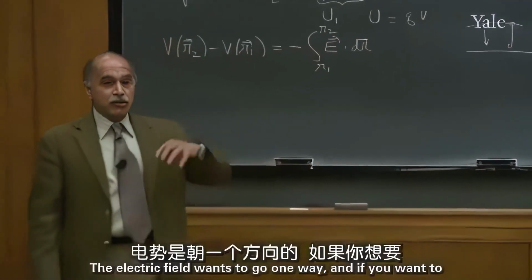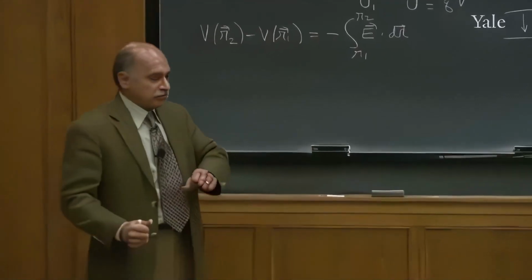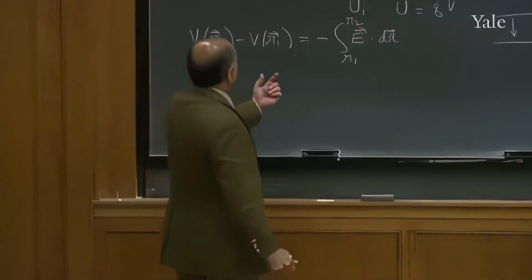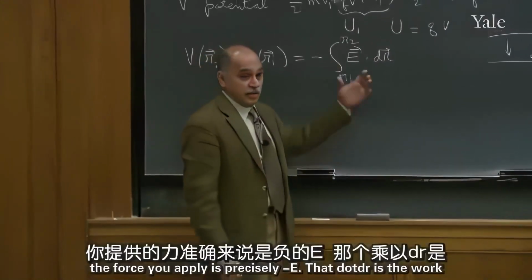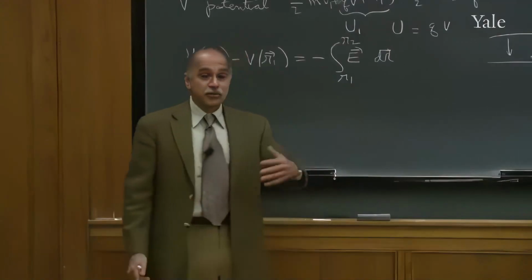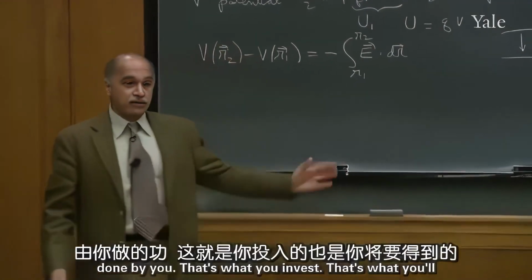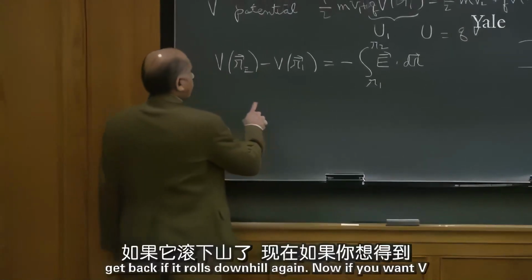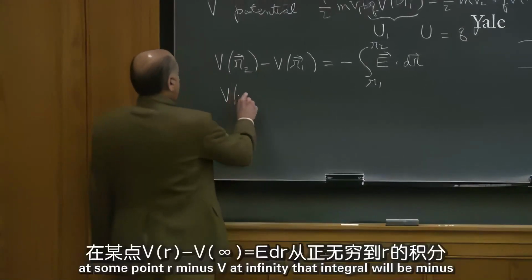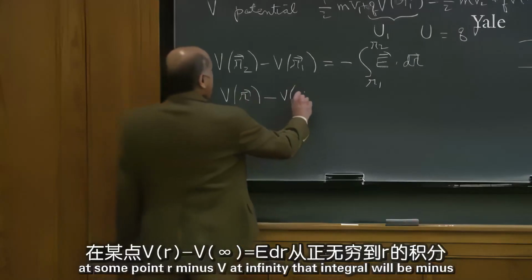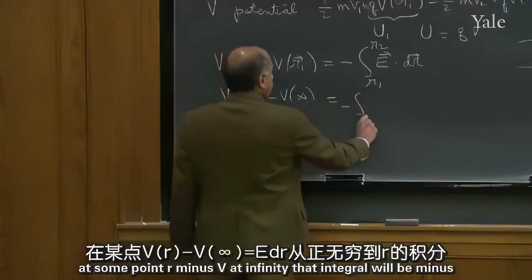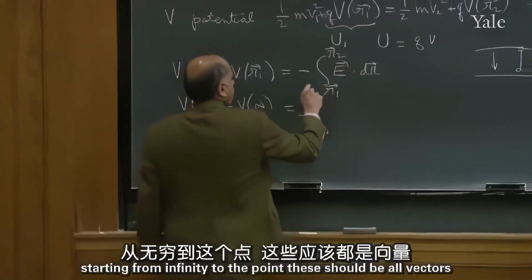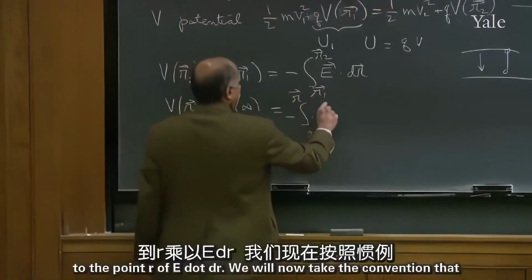The electric field wants to go one way, and if you want to take it against that force and raise it, electrically speaking, the force you apply is precisely minus E. That dot dr is the work done by you. That's what you invest. That's what you will get back if it rolls downhill again. Now, if you want V at some point R, minus V at infinity, that integral will be minus, starting from infinity to the point R, these should be all vectors, to the point R of E dot dr.